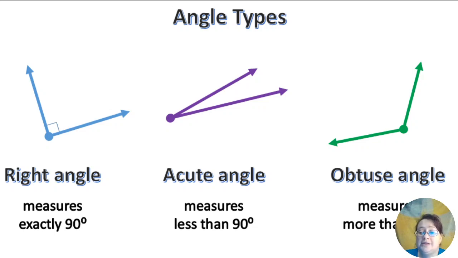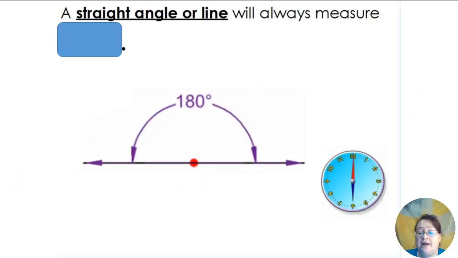There is one more type of angle that we didn't talk about last week, and that would be a straight angle. A straight angle, or a line, will always measure 180 degrees. If we look here at the hands on this clock, one hand is pointing to the 6 and one is pointing to the 12. So this angle here, in between the two hands, is exactly 180 degrees.